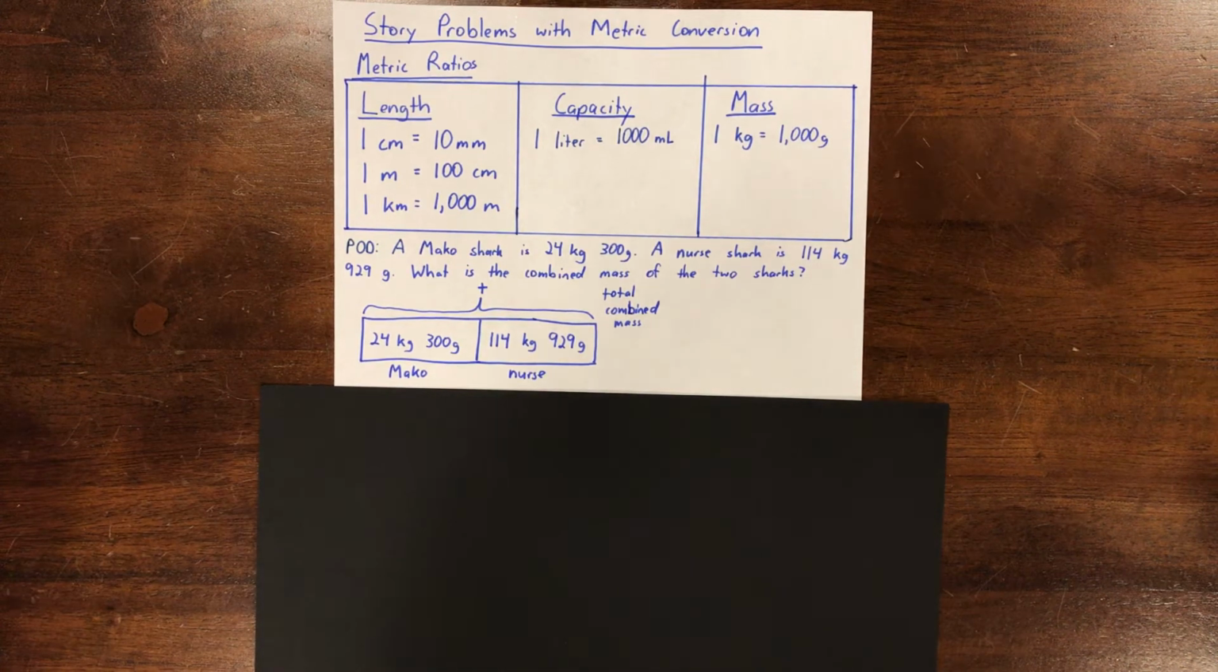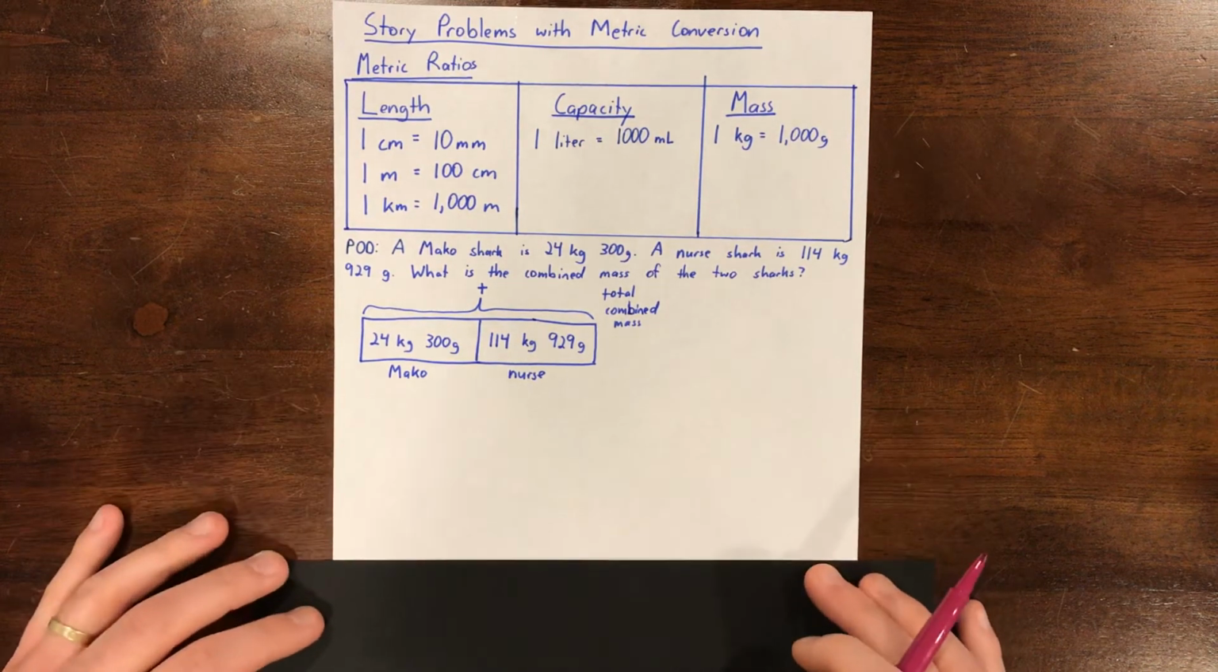Okay, so how would we solve this problem? Say it out loud. Yeah, we just need to add the weight of the mako and the nurse shark. And how would it make sense to set that up and why? Say it out loud. Yeah, we're going to set it up so we're adding the kilograms to the kilograms and the grams to the grams.